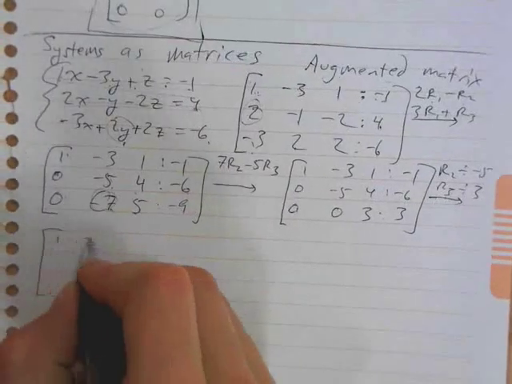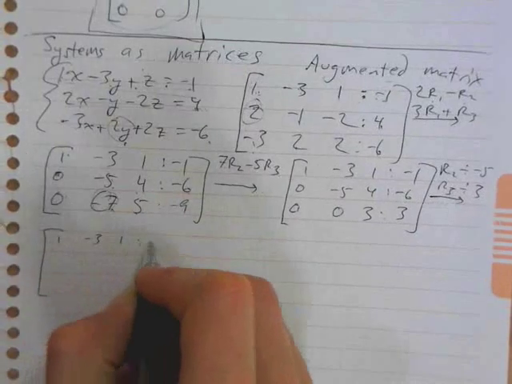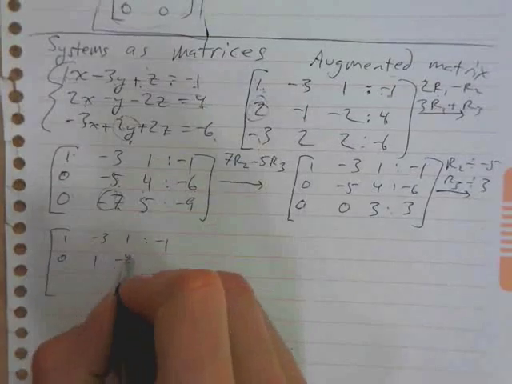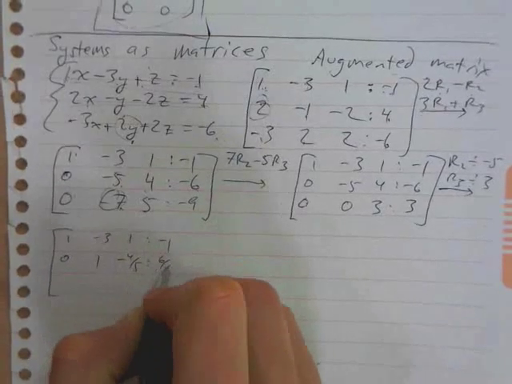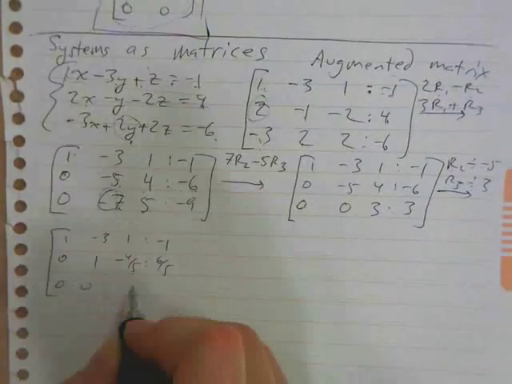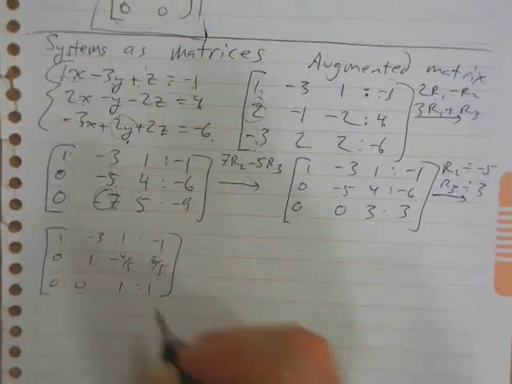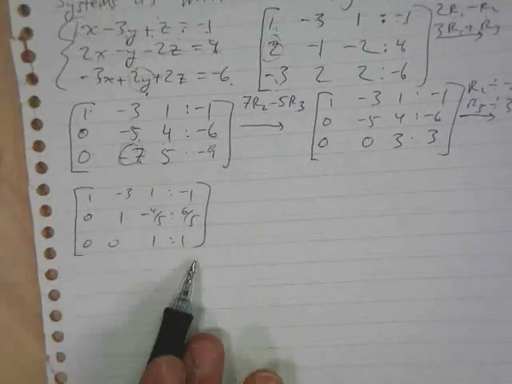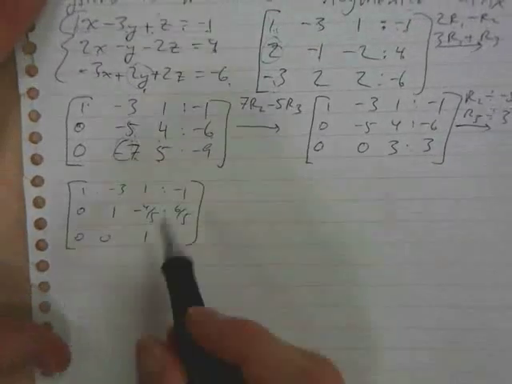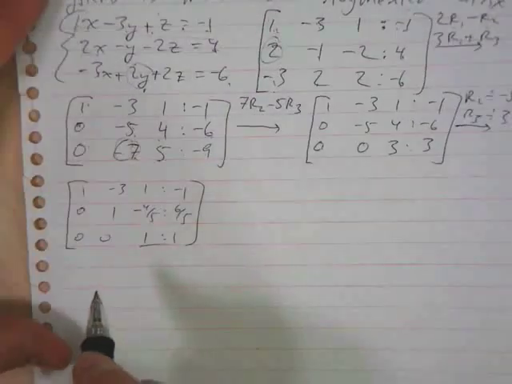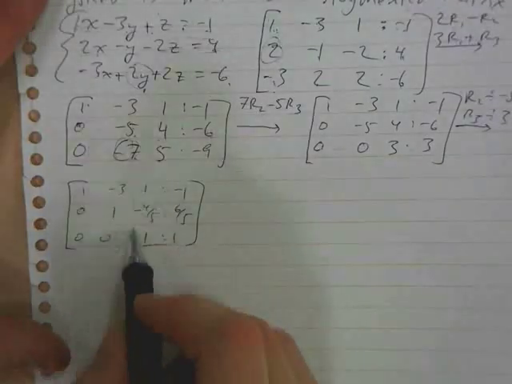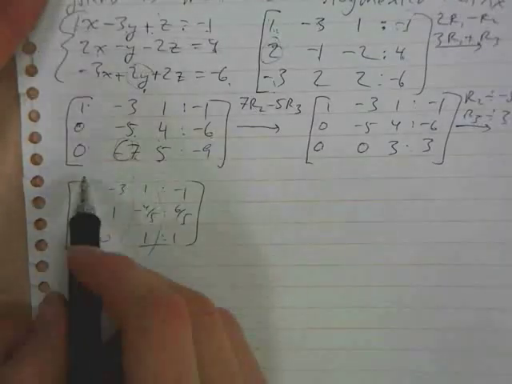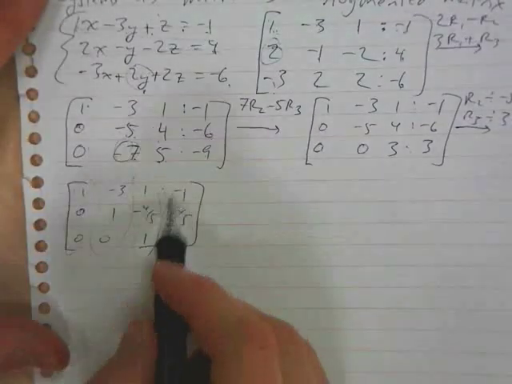which leaves us with 1, negative 3. Our first row stays the same. Then we have 0, 1, minus 4/5, 6/5, 0, 0, 1, 1. And at this point, we remember that this was representing a system. So since our last equation is reduced to 1 and 1, this column, remember, was the coefficients on z. This column is the coefficients on y, this column is the coefficients on x, and these were our answers.